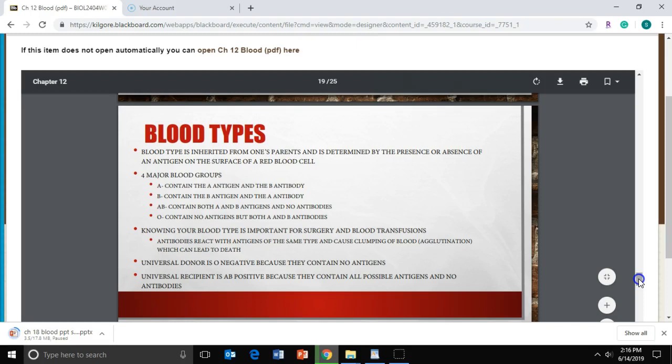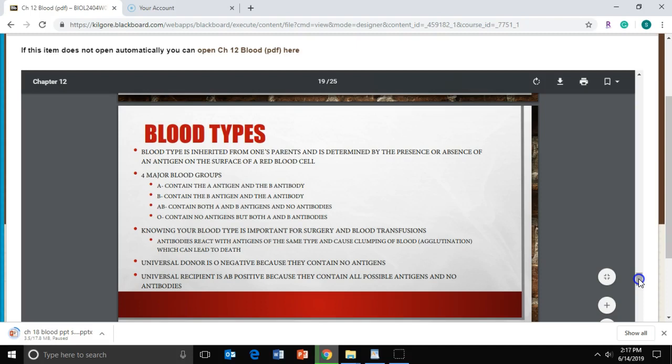So remember, there's A and B. If you have A antigens, then you will have B antibodies. On the other hand, if you have B antigens, then you will have A antibodies. If you have both A and B antigens, then you will not have either antibody. And O blood means that you don't have either one of those 2 antigens. You don't have A antigens and you don't have B antigens, but you do have both A and B antibodies.